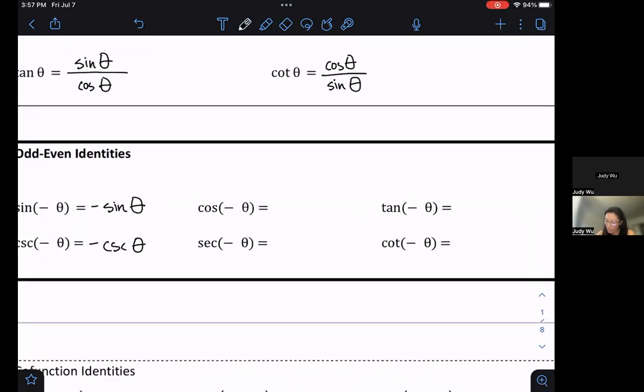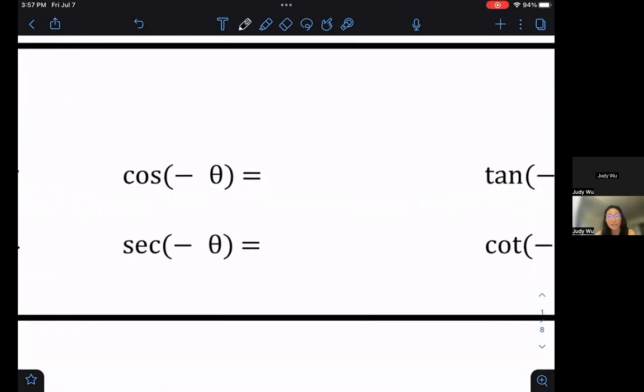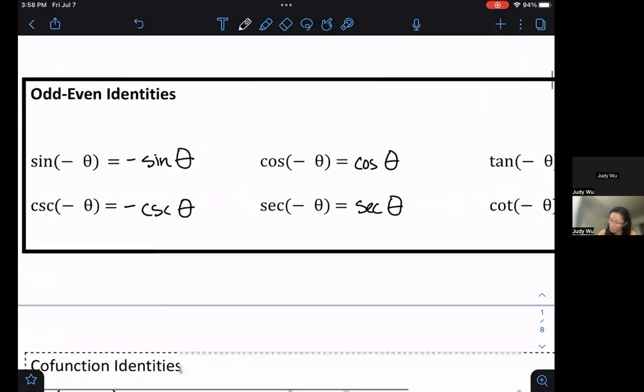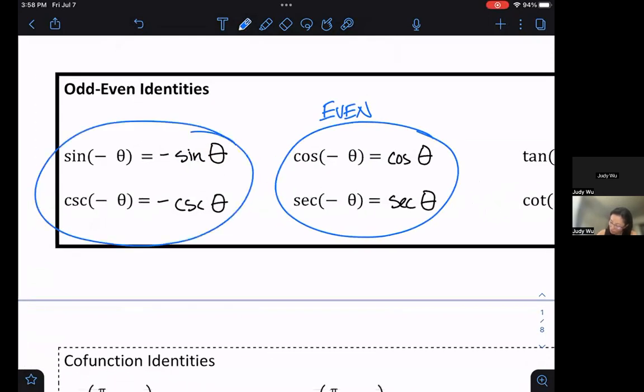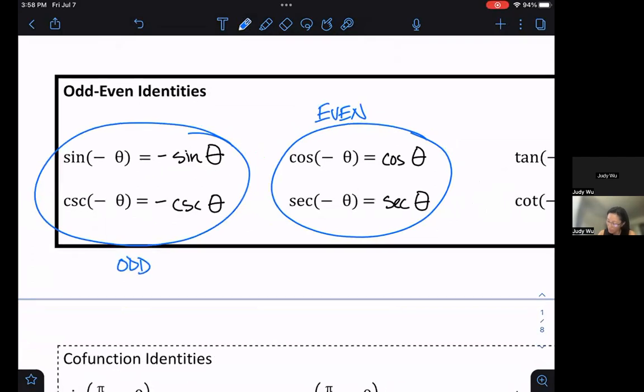Now, cosine, on the other hand, is even. What that means is when we put in the negative angle, we'll actually get the same thing as if we put in the positive angle. And since cosine is even, so is secant. So these two are even. These two are odd.